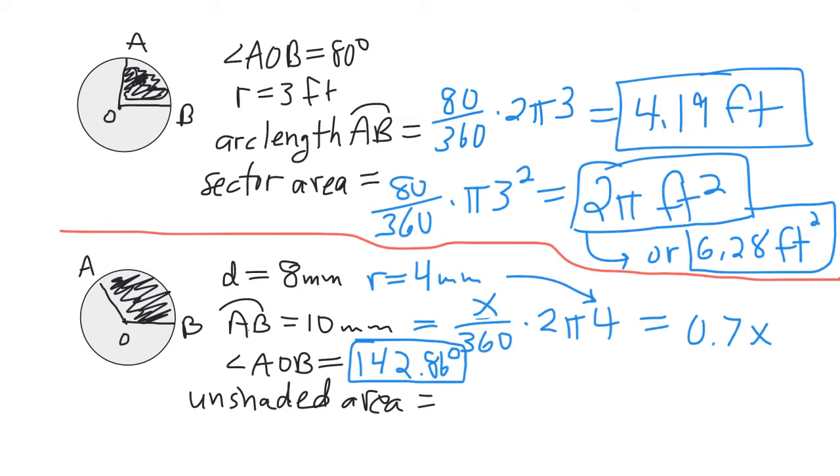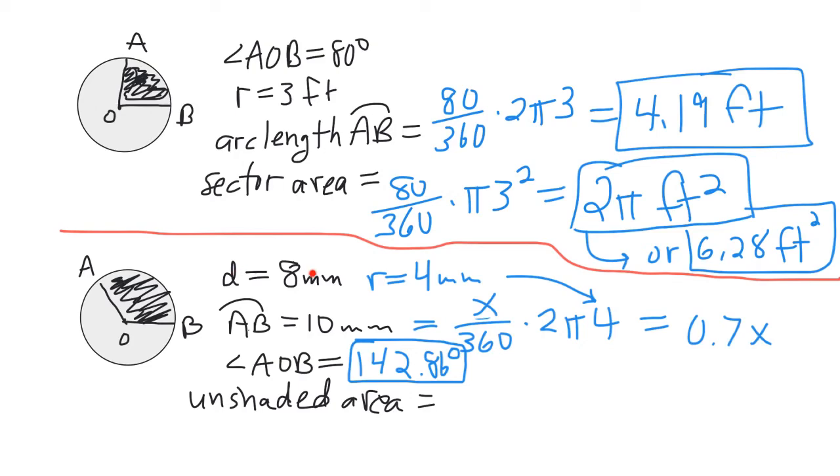Sector area is 80 divided by 360 times pi r squared, being the entire area. I typed that all in the calculator. First I typed it all in without the pi, and I saw that it came out to a nice even 2. So you could write 2 pi, but if you type the entire thing in the calculator and get 6.28, either way it's feet squared. Either of those answers is fine.